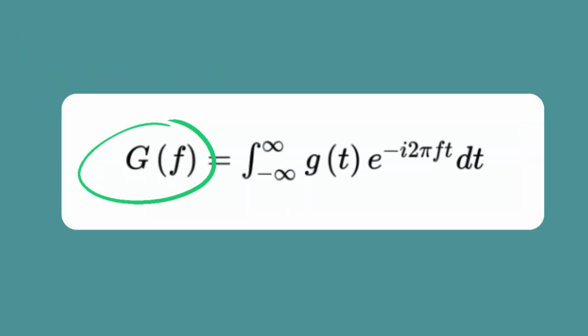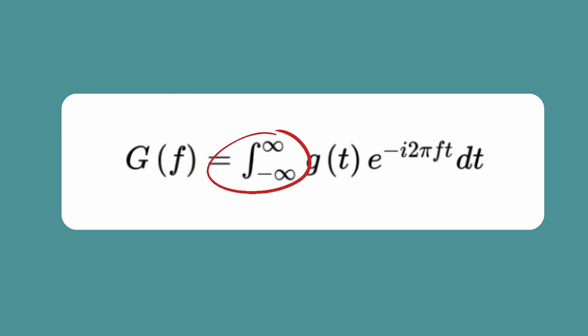The first part of the equation is g(f). g(f) represents the frequency domain shown by the signal. The integral from negative infinity to positive infinity is a mathematical operation similar to summing up all small components. The negative and positive infinity is a range of time going backwards or forward. g(t) represents the time domain signal that we want to transform.